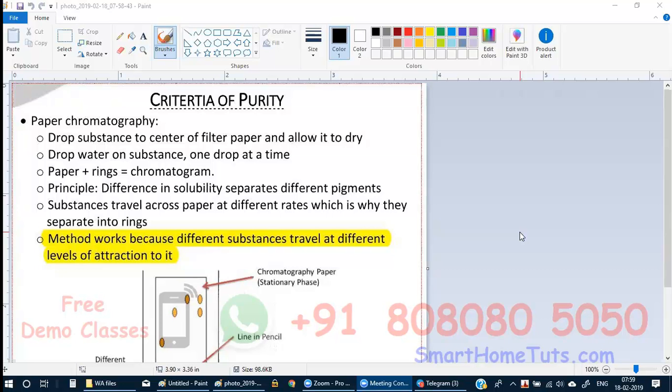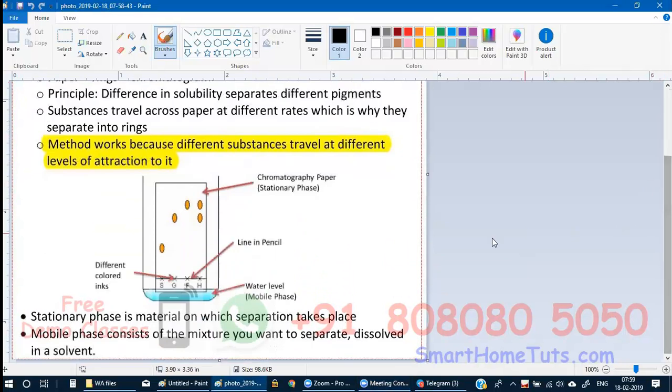Yeah, the highlighted part I didn't get from this. Methods work because different substances travel at different levels of attraction to it. So these are different colorings, correct? So the dyes that are present, they are different. Now you see over here O and H, the G and H. Okay, both of them are containing the same pigment because the RF value for both of them is the same.